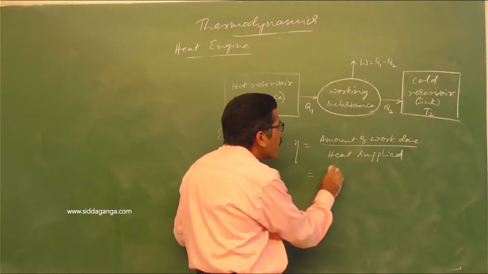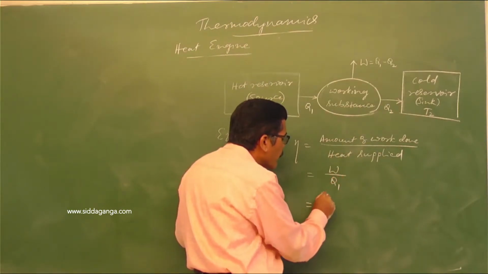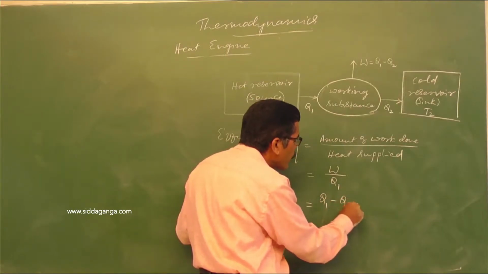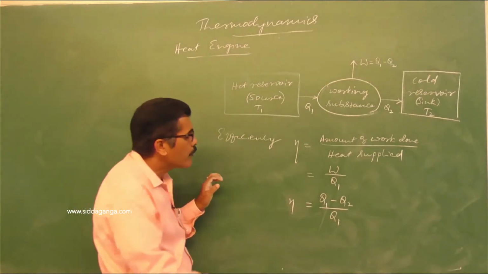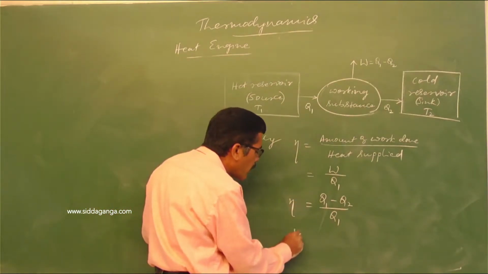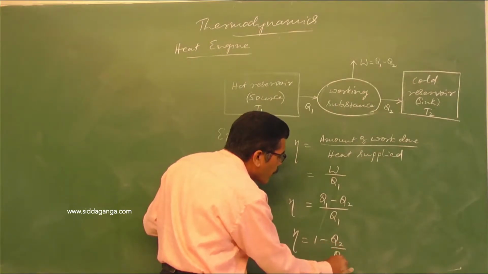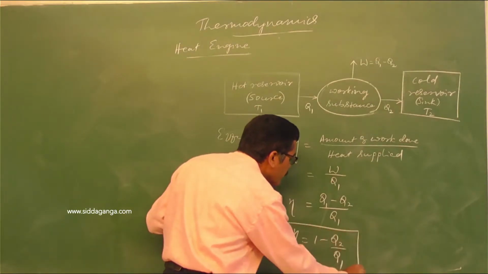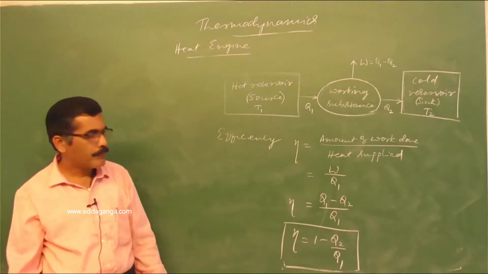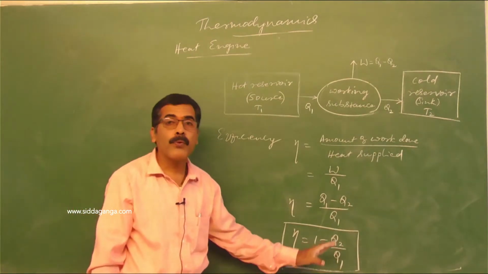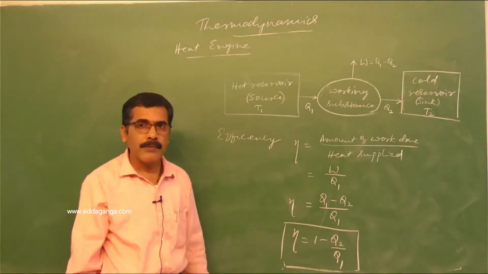It is given by W divided by Q1. W is Q1 minus Q2, divided by Q1. When you divide this by Q1, you are going to get efficiency equal to 1 minus Q2 by Q1. This is how we can determine the efficiency of a given heat engine.